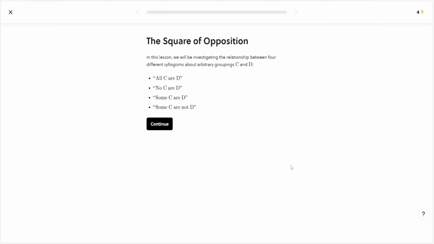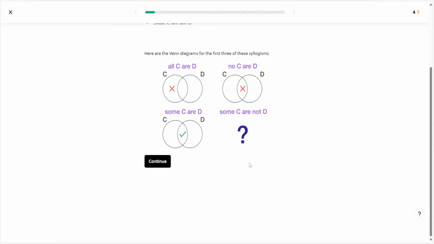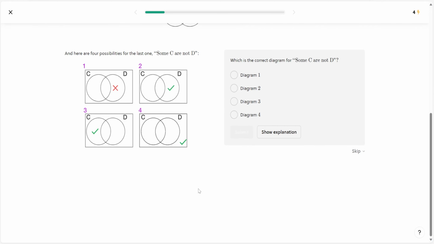Right, square of opposition. In this lesson, we'll be investigating the relationship between four different syllogisms about arbitrary groupings C and D. All C are D, no C are D, some C are D, some C are not D. Here are the Venn diagrams for the first three of these syllogisms. Okay. Here are four possibilities for the last one. Some C are not D. Which is the correct diagram for some C are not D?